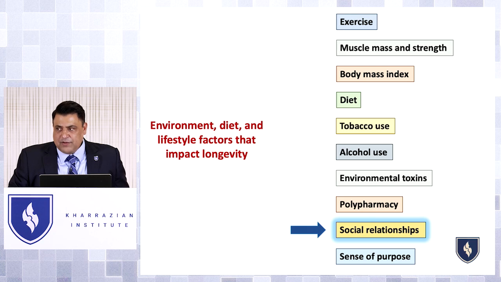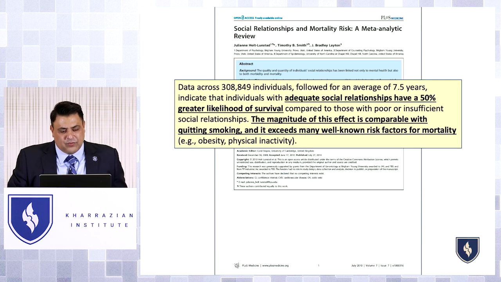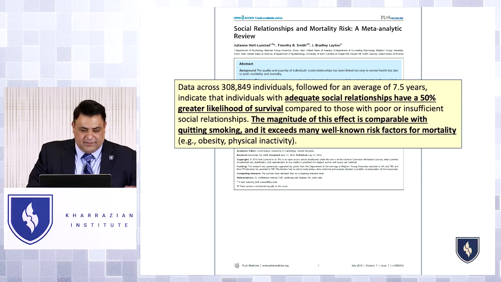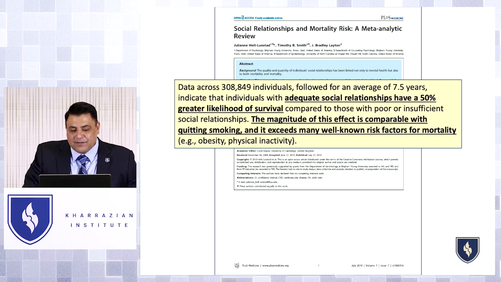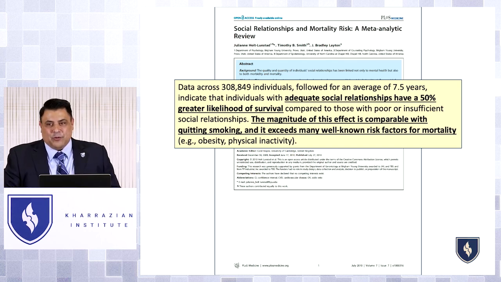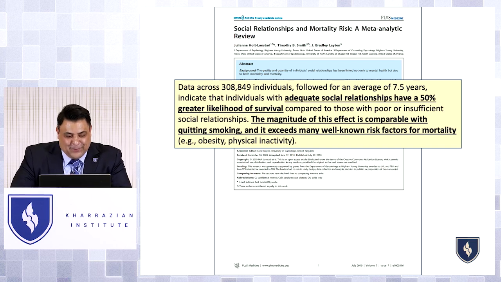Social relationships, another major one. This is pretty obvious, but really they found social relationships have a huge impact on longevity and health. This was a study of 300,000 plus subjects. They followed them for 7.5 years. And they found that individuals with adequate social relationships have a 50% greater likelihood of survival compared to those with poor and insufficient social relationships when faced with disease. The magnitude of this effect is comparable with quitting smoking, and it exceeds many well-known risk factors like obesity and physical inactivity. So if you have healthy social relationships, the effect on all-cause mortality is like you quit smoking or you're no longer obese.